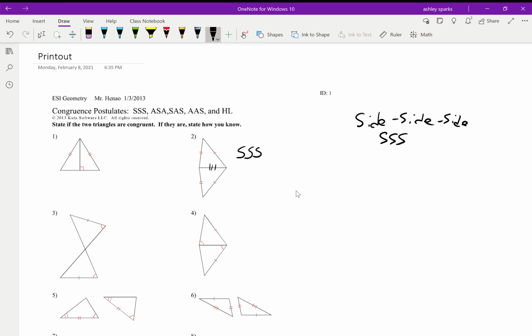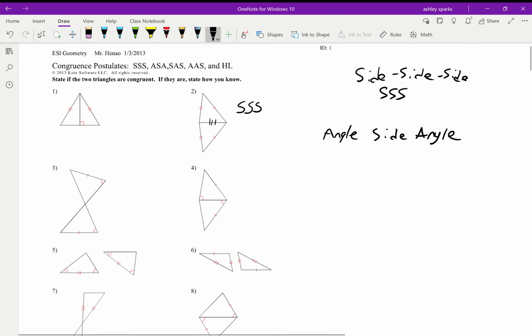The next one we have is angle, side, angle, which you guys thought I was crazy for making you just mark angles and sides. This means that if you have an angle, a side, and then the angle between, you know your 2 triangles are congruent. Be very careful, order does matter here. So, I'll show you what I mean by that.